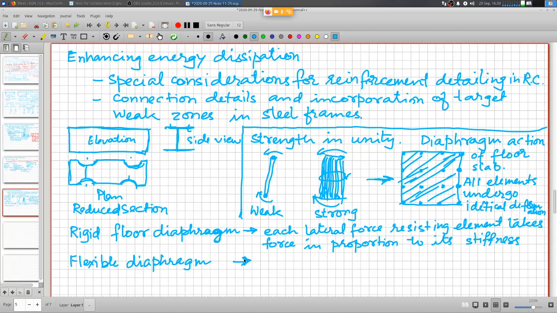So if the deformations are not the same, for example if the flooring is made of flexible material, not as rigid as reinforced concrete, then the individual elements take the force by virtue of tributary area.